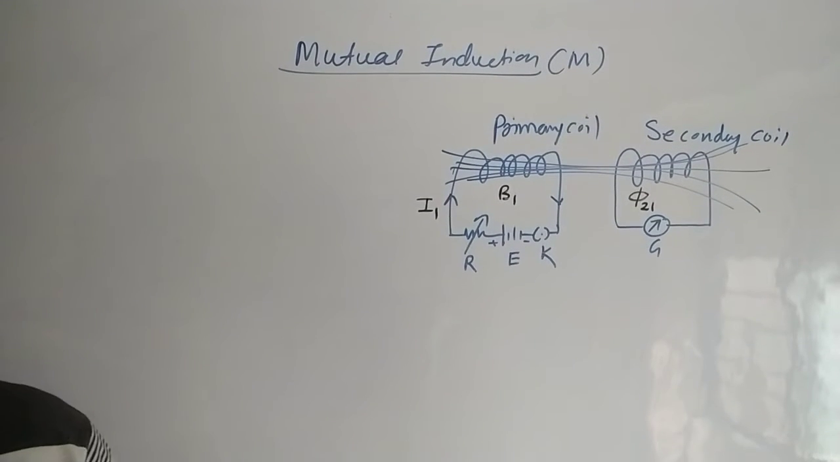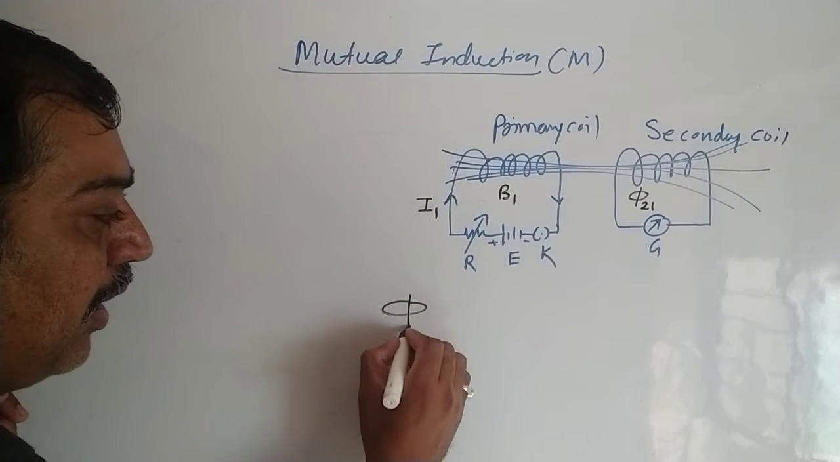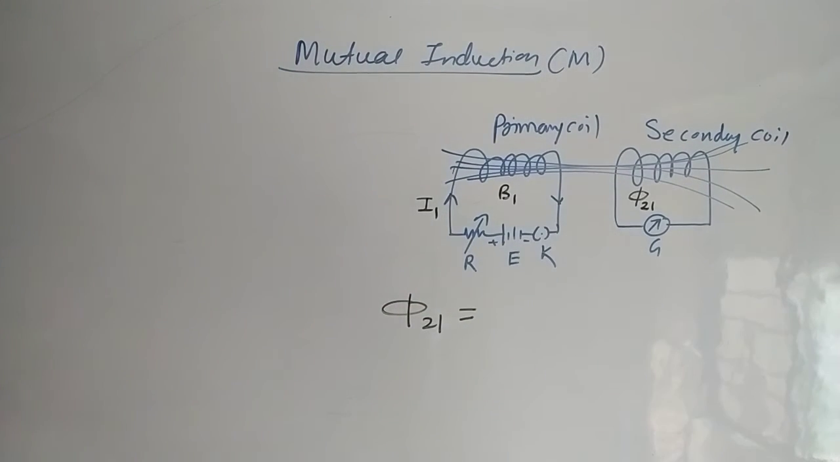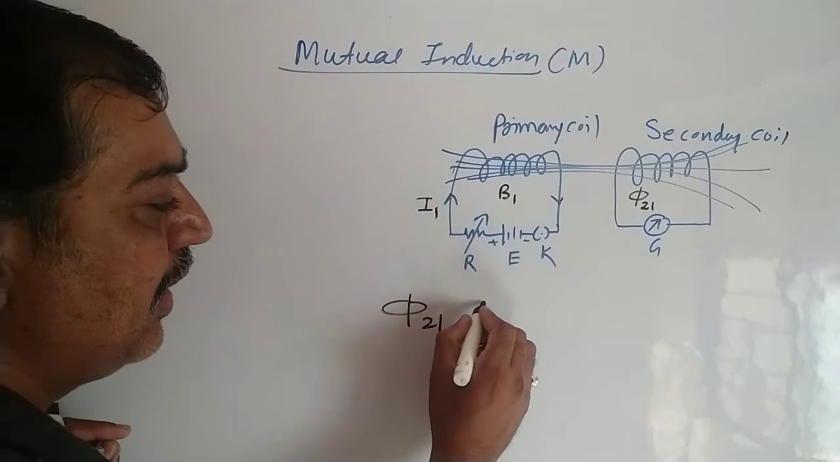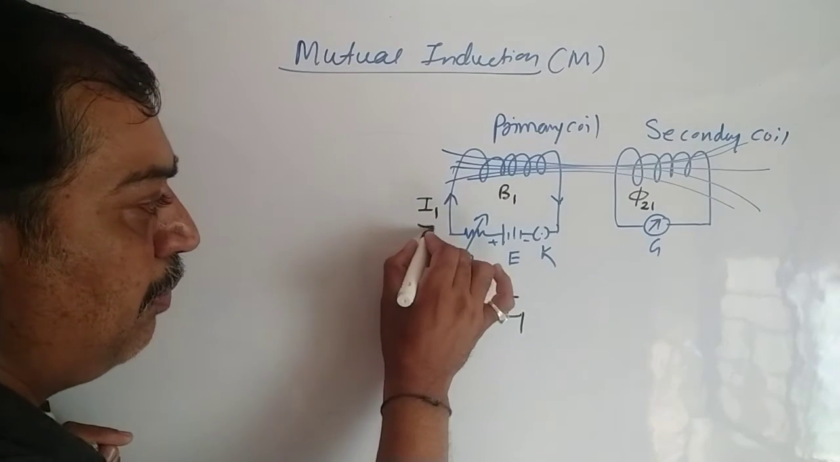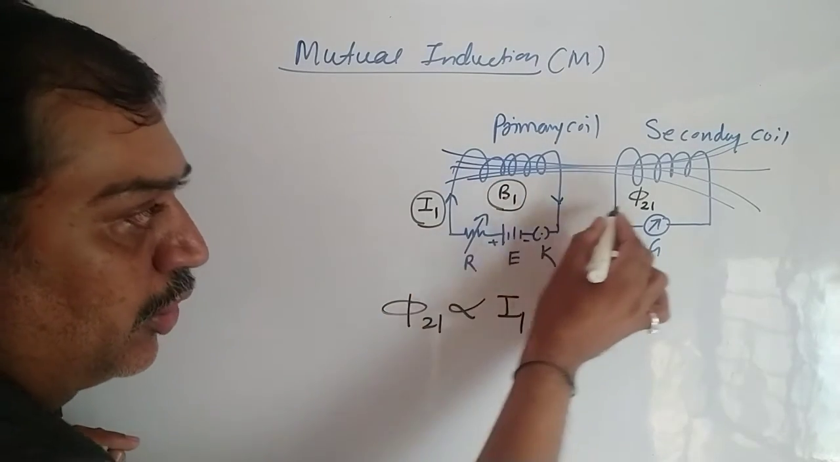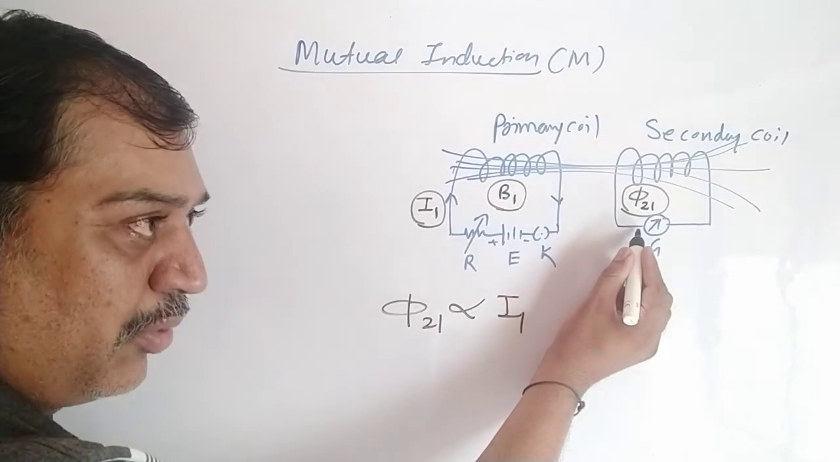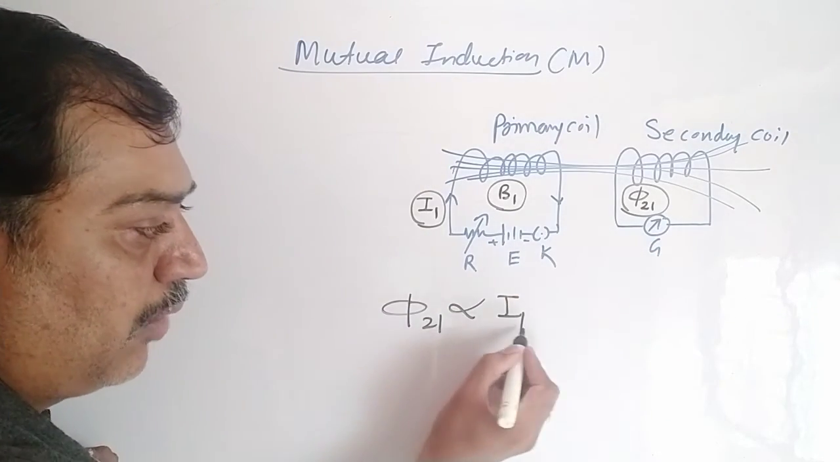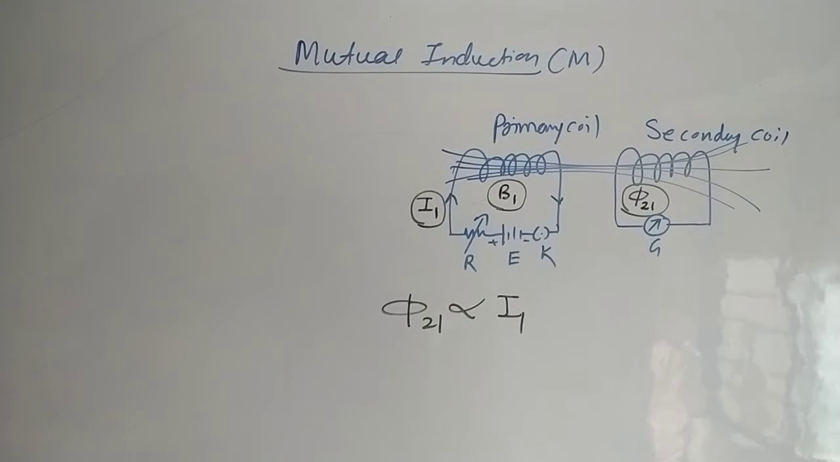Now we want to find out the magnetic flux linked to the secondary coil. That can be found out by a formula. Here I will write φ21 equals the magnetic flux produced in the secondary coil due to the flow of current in the first coil. φ21 is directly proportional to the current I1. If the current changes more, the magnetic field changes more, and more flux is linked with the secondary coil. So φ21 is directly proportional to the current flowing in the first coil.